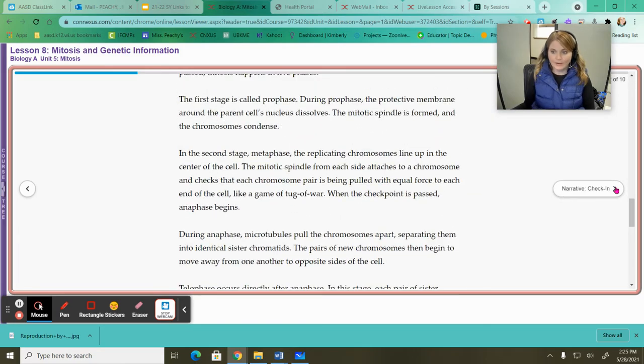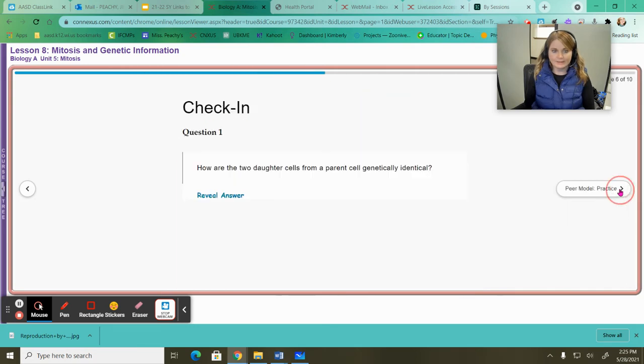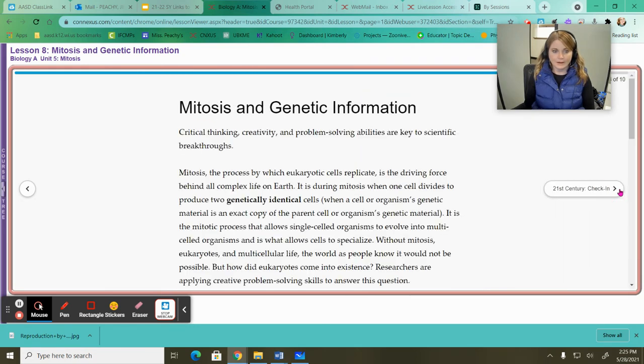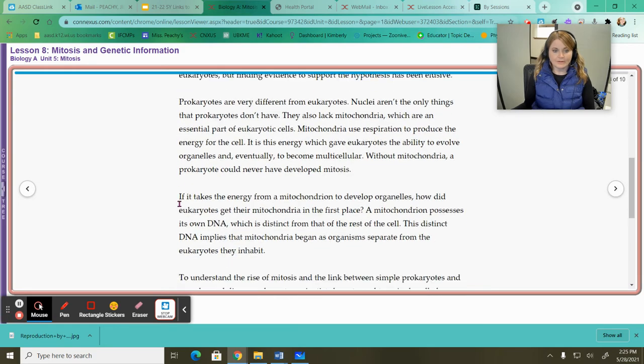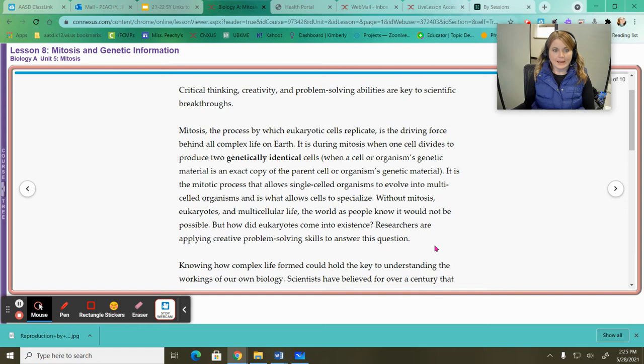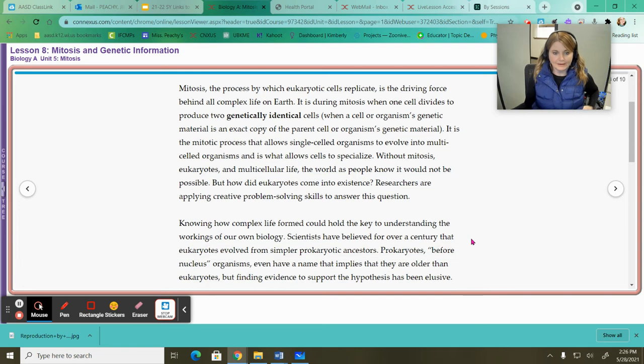So then, as we move on, through some checkpoints and practice stuff and your peer video here, we go to the second part of the lesson, in which it talks about how during mitosis, one cell divides to produce two genetically identical cells, where a cell or an organism's genetic material is an exact copy of the parent cell or organism's genetic material. It is the mitotic process that allows single-celled organisms to evolve into multicellular organisms and is what allows cells to specialize. Without mitosis, eukaryotes and multicellular life, the world as we know it would not exist, basically.